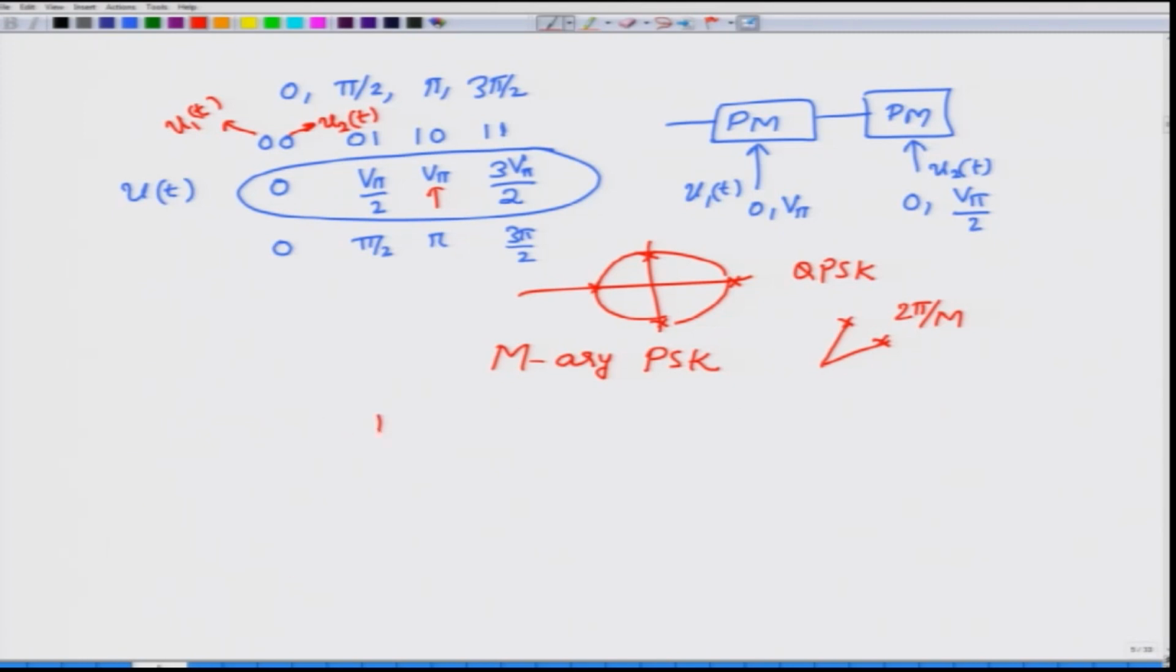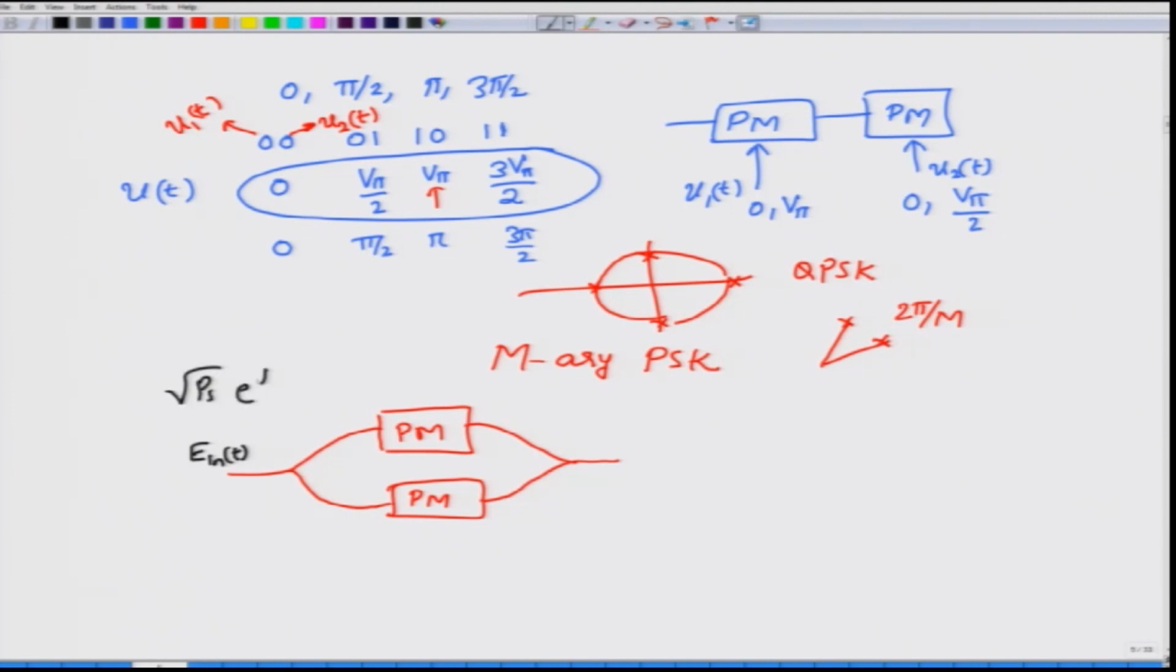I can actually take 2 phase modulators and then create an intensity modulator. How do I do that? I use a device which we have discussed in the previous modules, called a coupler. Okay. What does the coupler do? It takes in light, which we will call E in of t, which I will write as the electric field square root P s e power j omega 0 t. Okay. So, this is E in of t, and I split it into 2 parts.